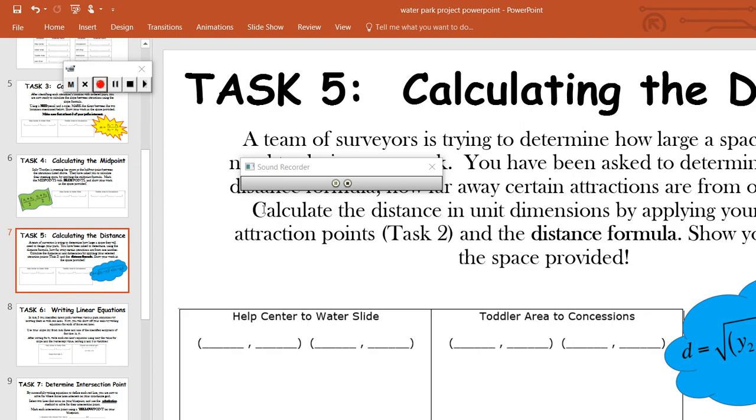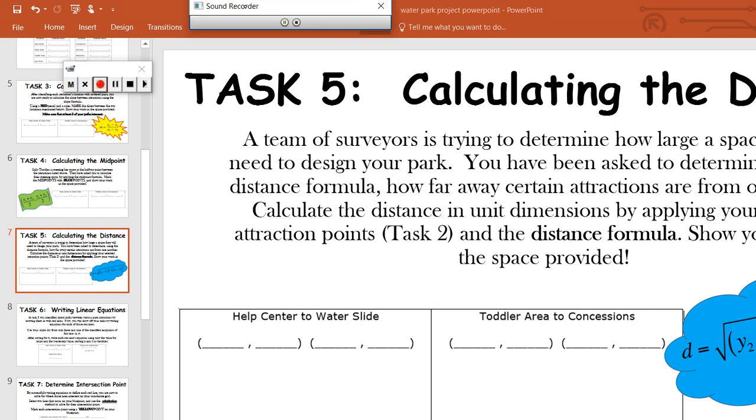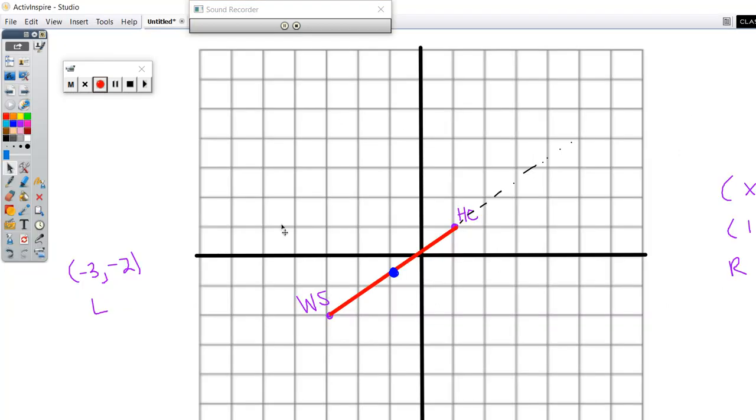Okay, so we are going to move on to distance formula and find the length between these 2 points. So if I look back at my picture here, I'm going to find the actual length. Oh, sorry, I don't need this yet. We're going to find the length from the water slide to the help center. We're going to find this distance.